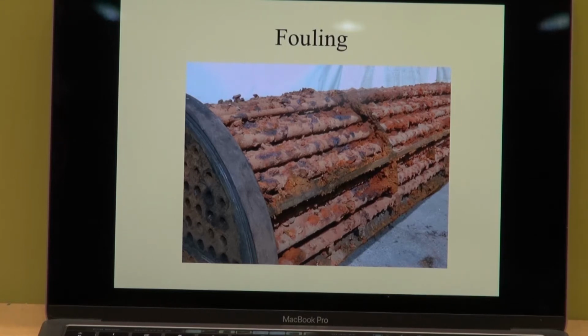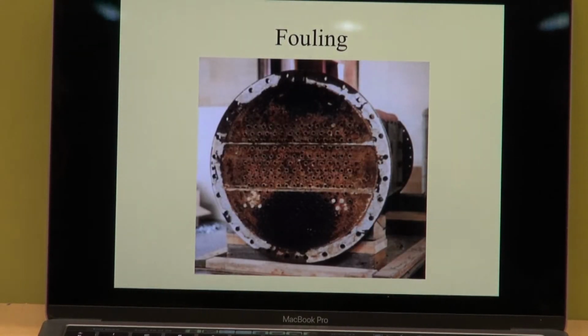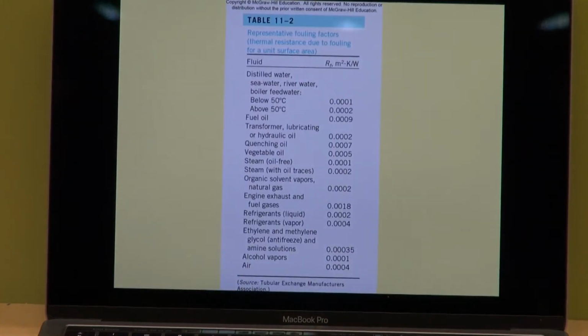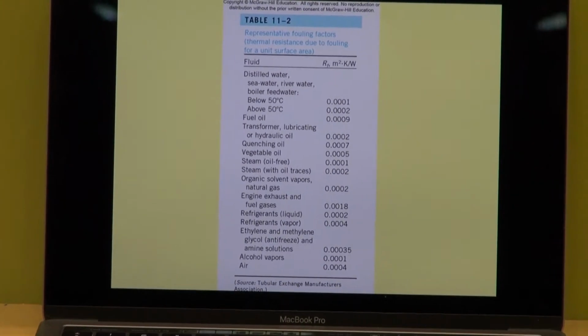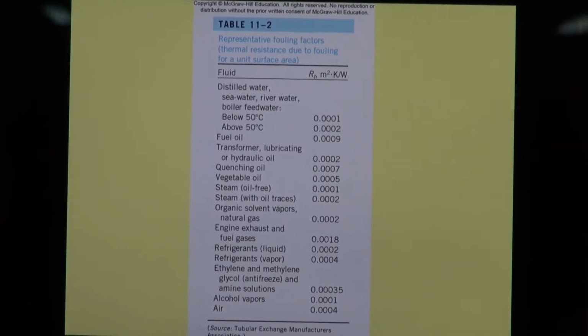There, in many cases, it's not only scaling, but it can also be corrosion. Look there. These are, of course, extreme cases. Normally, it is not that bad. There you can also see how the tubes would start blocking off. And in general, in table 11.2, there are some values of R_F, this fouling factor, this extra resistance.